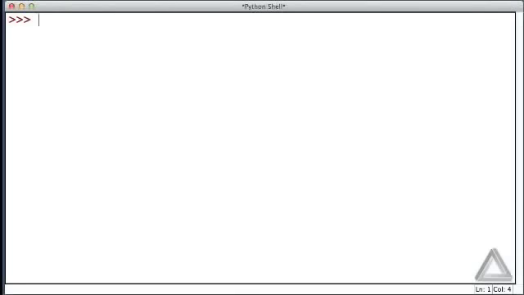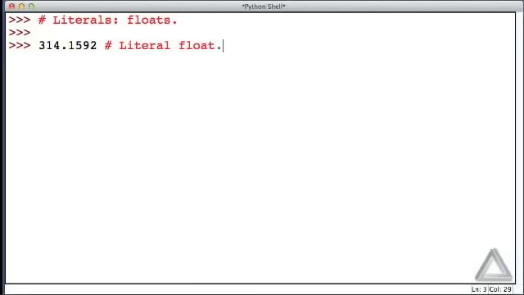Now let's talk about numbers that can have a non-zero fractional part, so real numbers, and we'll talk about these in the context of literals, numbers we enter directly into our code. These real numbers are known as floats. As an example, 314.1592 is a literal float, and when we hit return, the value is just echoed back to us as before.